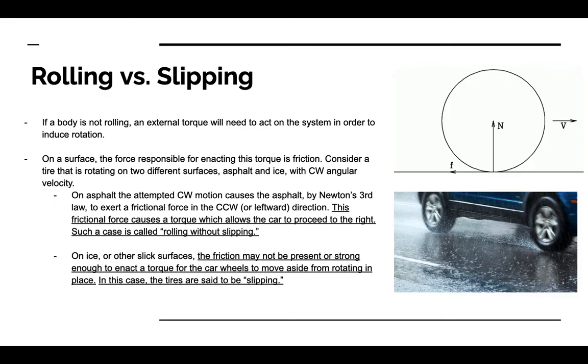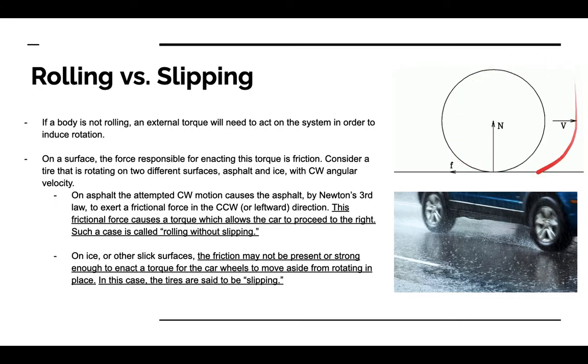The rotational analog of that is an object will not rotate, or it will maintain a constant rotation, unless an external torque acts. So if a body is at rest and we want it to rotate, we'll need an external torque to act. Just the same way as a body at rest that we want to move, in translational motion, we'll need to apply a net force or an external force. So on a surface, the force responsible for enacting this torque is friction.